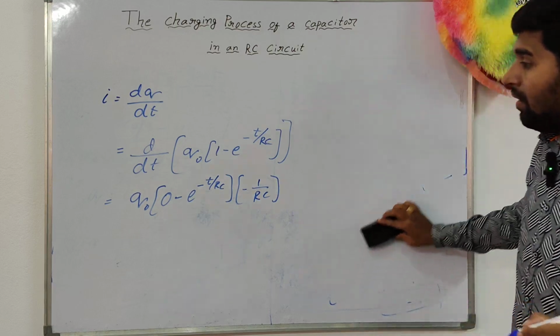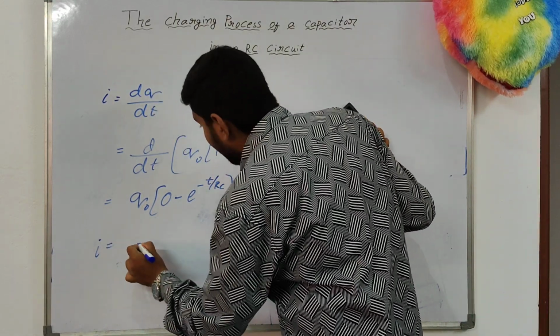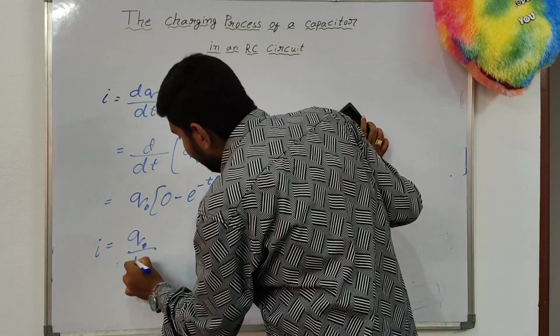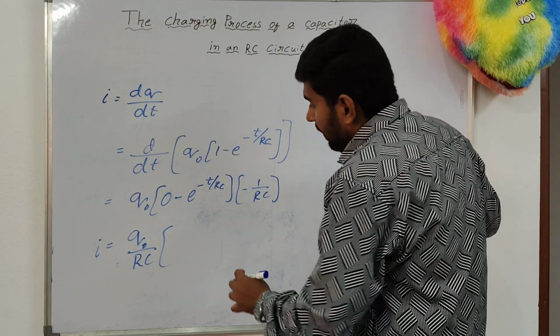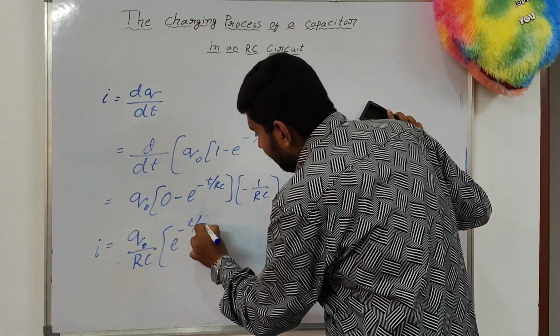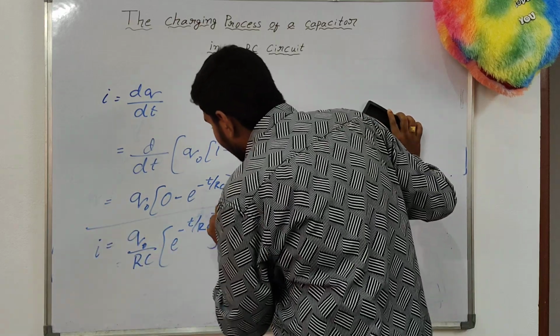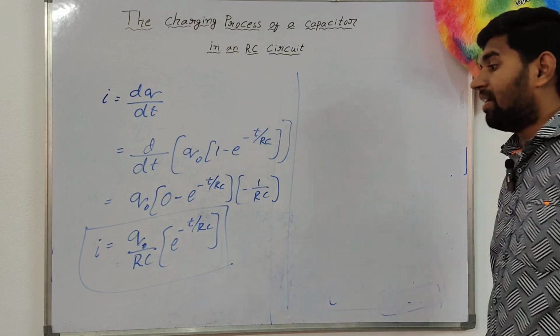Is that clear? Now, from this current I is equal to, how can I write? Q naught by RC, minus minus plus, you can write e power minus t by RC. This is the current equation. I is equal to Q naught by RC.